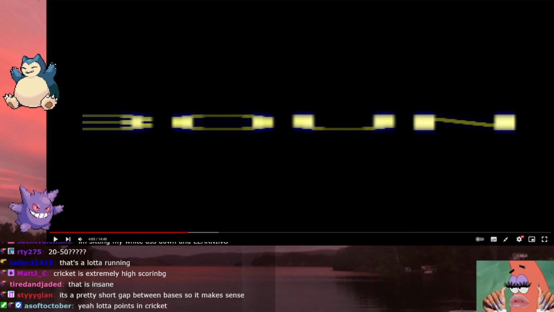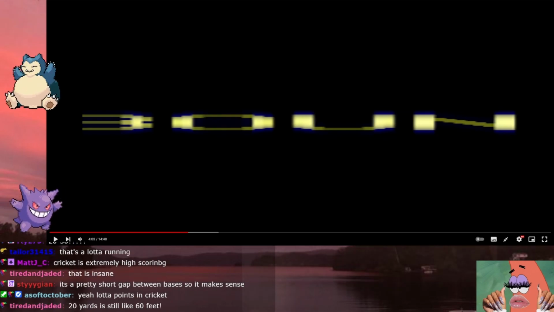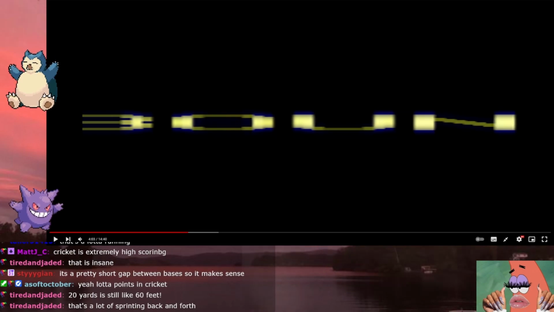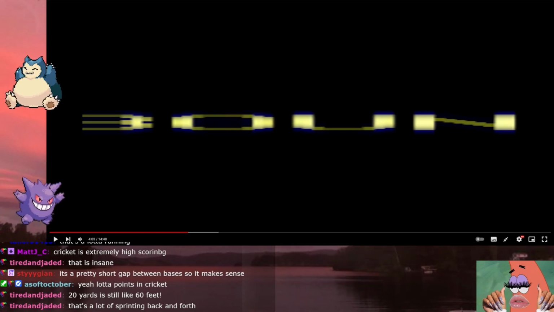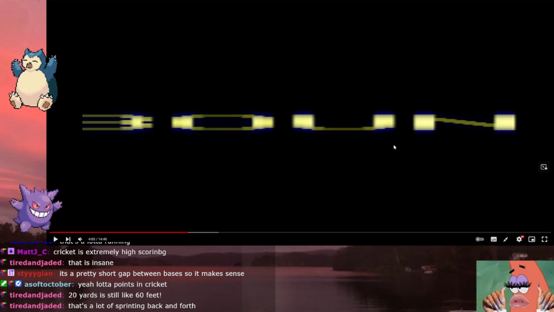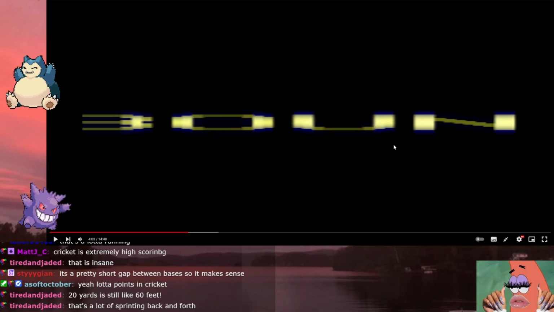So the run scoring in baseball is nothing like cricket. You are scoring, depending on the type of game, between 200 and 500, 600 runs in an innings. And a lot of those runs won't come from just running. This will get explained now.